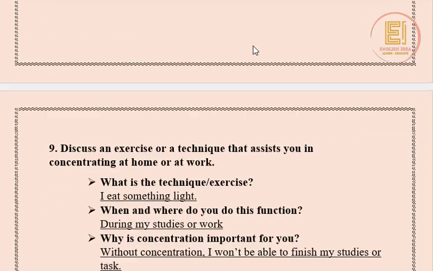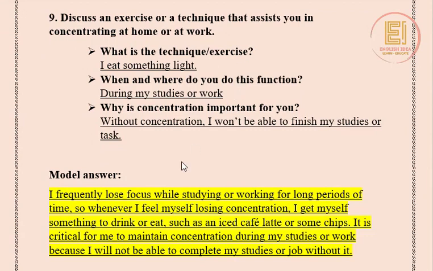Alright, now let's move on to question number 9, which is: discuss an exercise or a technique that assists you in concentrating at home or at work. So the first question is, what is the technique or exercise? The second question is, when and where do you do this function? And the final question is, why is concentration important for you?